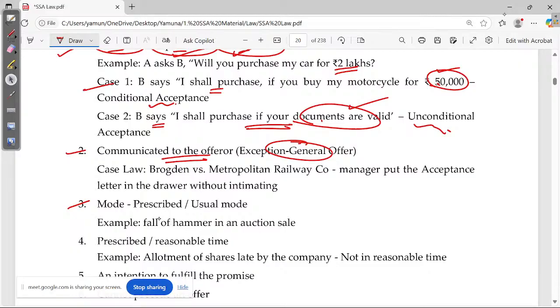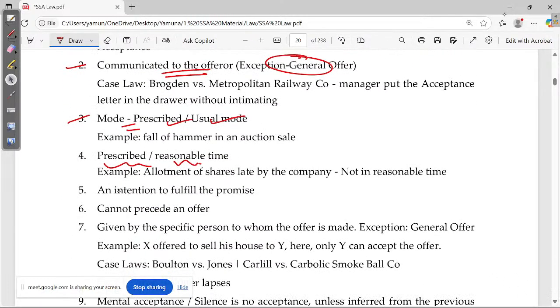What's the third one? What we studied over there about the lapse of an offer. It should be in the prescribed or usual mode. Here, the acceptance should be in the prescribed or usual mode, else you cannot call this an acceptance. It should be done within a prescribed or reasonable time, else you cannot call this an acceptance.